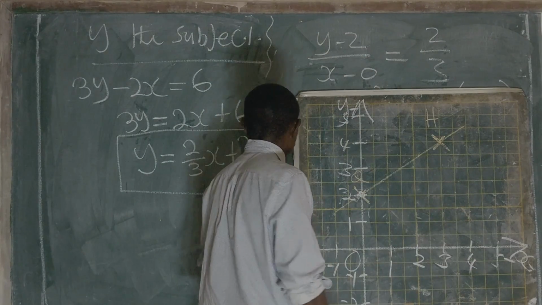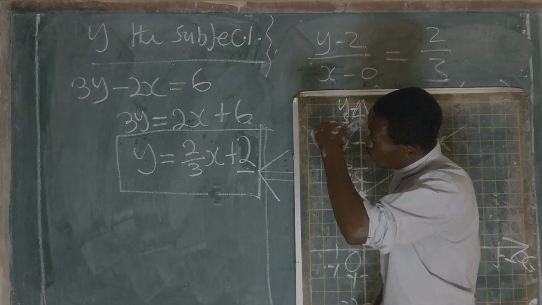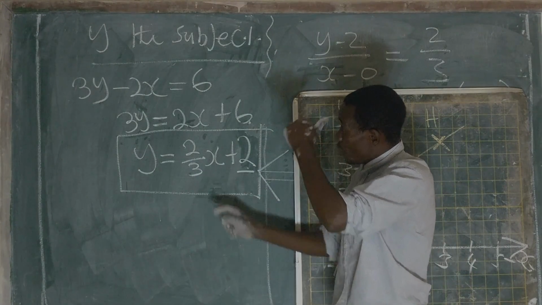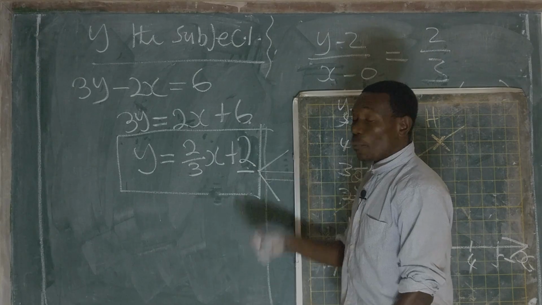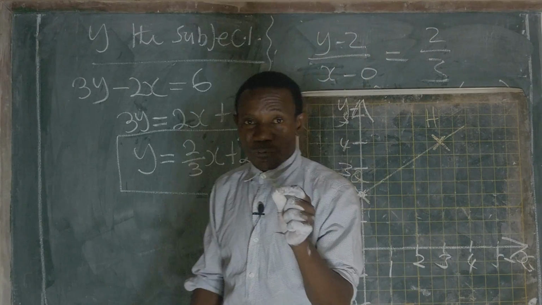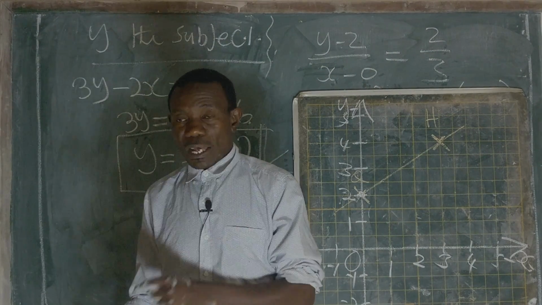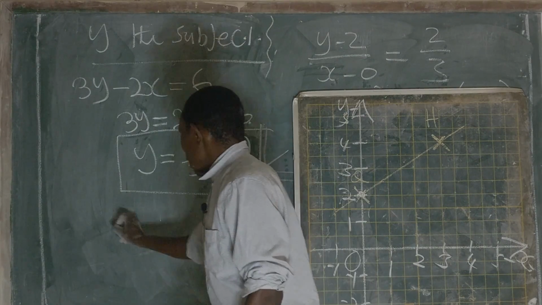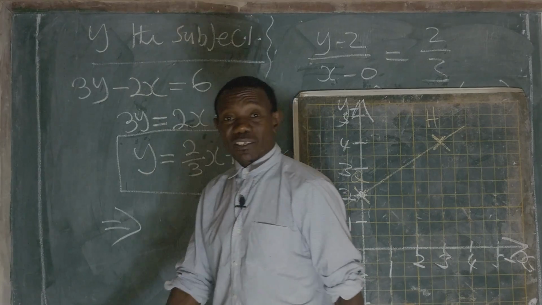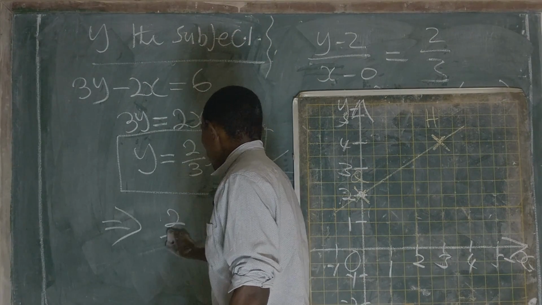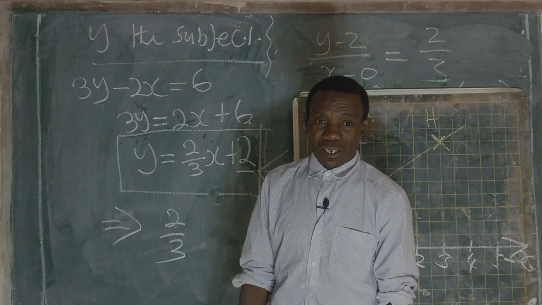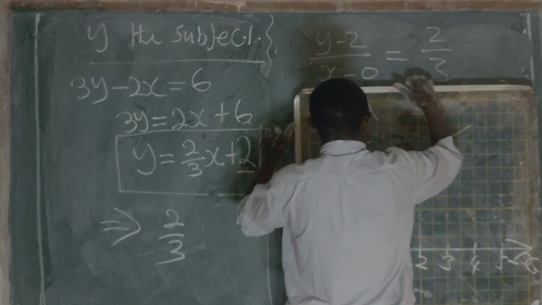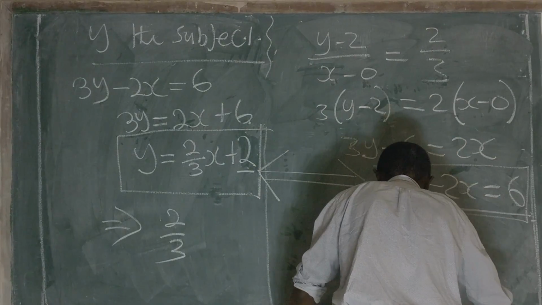Secondly, if we study this equation again, we are able to calculate the gradient of the line. And in this case, the gradient of the line that we calculated earlier in the first instance was 2/3. Now, let us look at the two categories of the equation that we have obtained here.